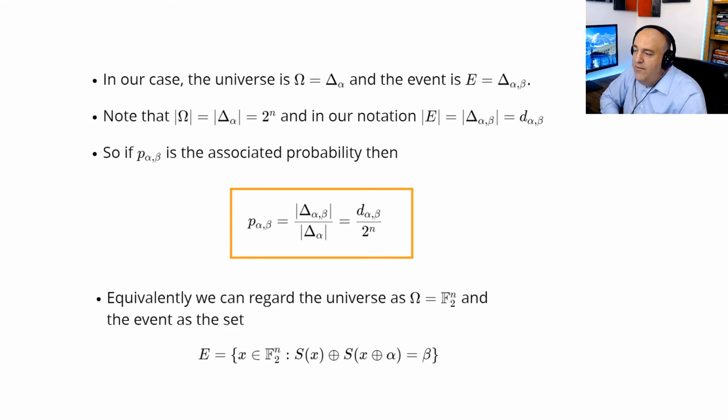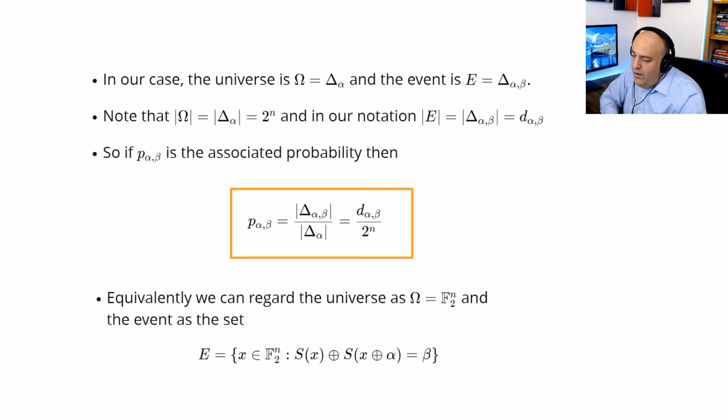So in our case, the universe, omega, is the difference set, delta sub alpha. And the event E is being inside the difference set, delta sub alpha comma beta. And what is the cardinality of our universe then? Well, it's the size of the difference set, which is 2^n. In our notation, the cardinality of the event E is the d alpha beta integer. So we can get a little formula for the probability associated to the event delta alpha beta. We call that P alpha beta. It's just the quotient of those cardinalities, which is d alpha beta over 2^n.